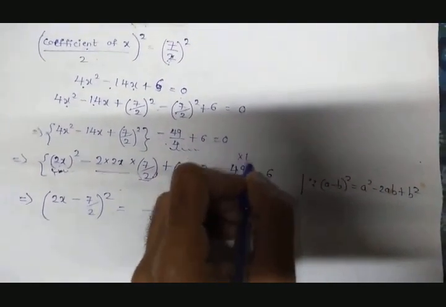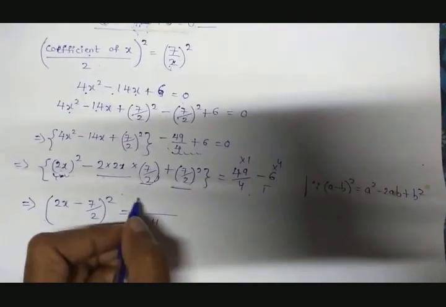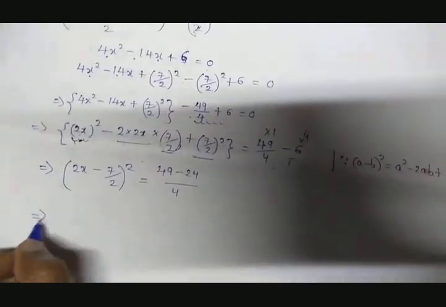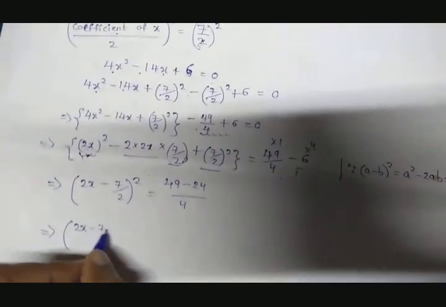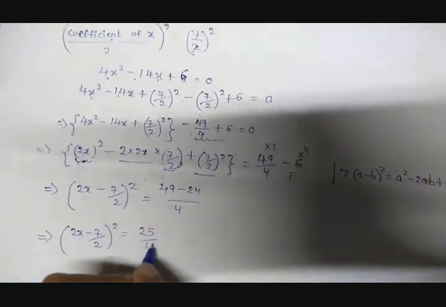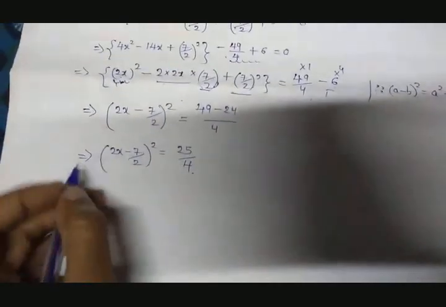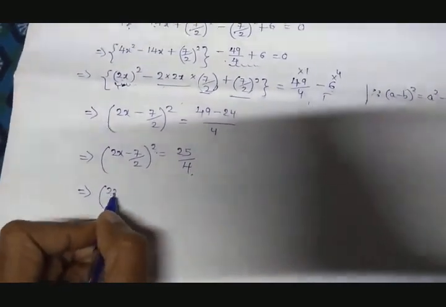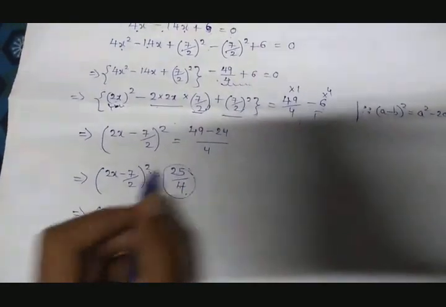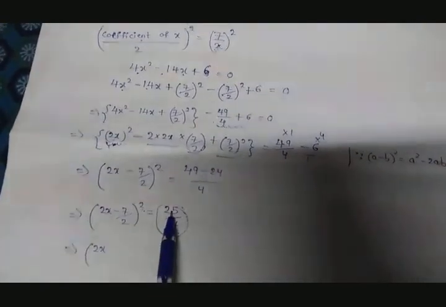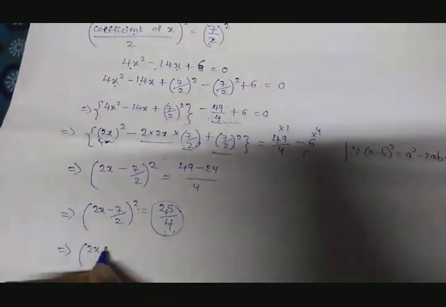So this becomes 4 into 1, 1 into 4. So 49 minus 24. So this implies (2x minus 7 by 2) whole square is equal to 49 minus 24, which is 25, divided by 4. So now instead of taking square, we will take the square root. So again observe, we have made the constant term, which was a non-perfect square, that is plus 3, into a perfect square. Even 25 is a perfect square, 4 is a perfect square.